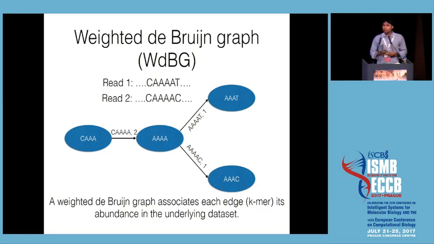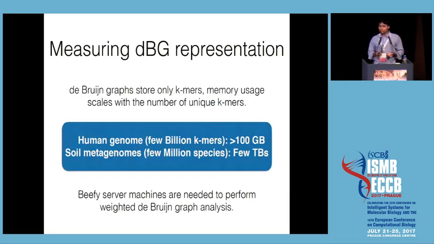Now let's see how we measure the performance of de Bruijn graph representations. De Bruijn graphs store only k-mers, so the space usage of the de Bruijn graph scales linearly with the number of distinct k-mers in the data set. For example, to represent a typical human genome in a weighted de Bruijn graph that has of the order of 1 billion distinct k-mers, the state-of-the-art solutions take about 100 gigabytes of space. Whereas for large analyses, for example, soil metagenomes, where a few million species are involved, you take about a few terabytes of space. So researchers in the past have been using beefy server machines to perform all this analysis on weighted de Bruijn graphs.